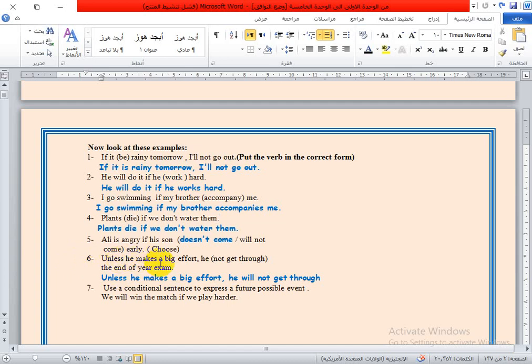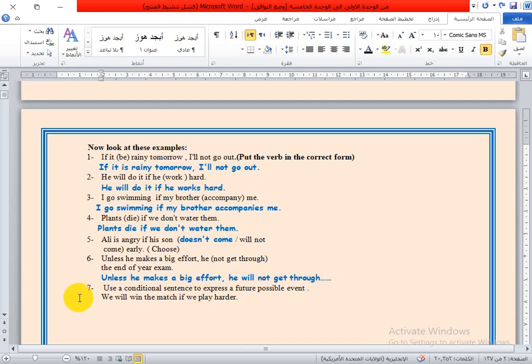If clause present simple, main clause future simple: not get through becomes will not get through. So unless he makes a big effort, he will not get through the end of year exam.